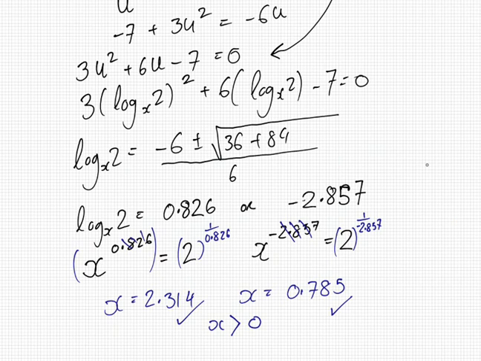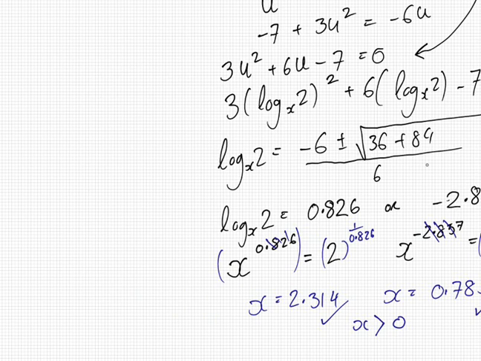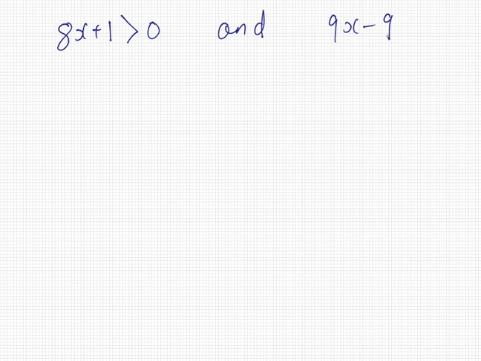Like for example, I won't do it right now, but if you were to look at, for example, 3b, the next one, don't worry, I'll put this screen back up. If you were to look at 3b, you have 8x plus 1 must be bigger than 0. And what else? And 9x minus 9 must be bigger than 0. Why? Because they're both logs.